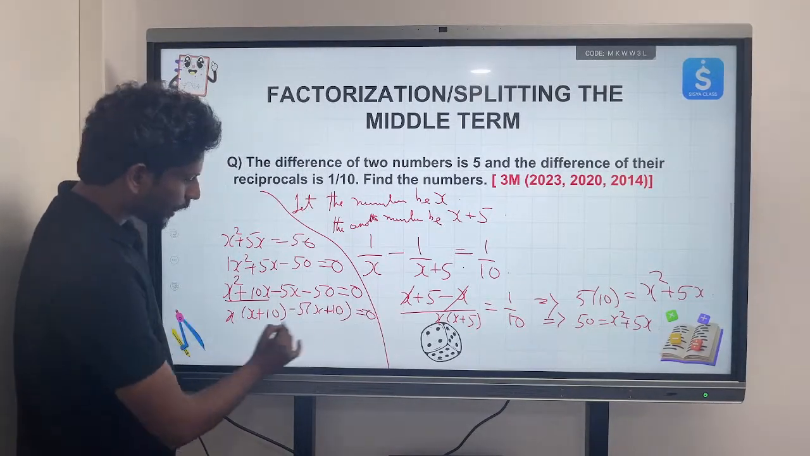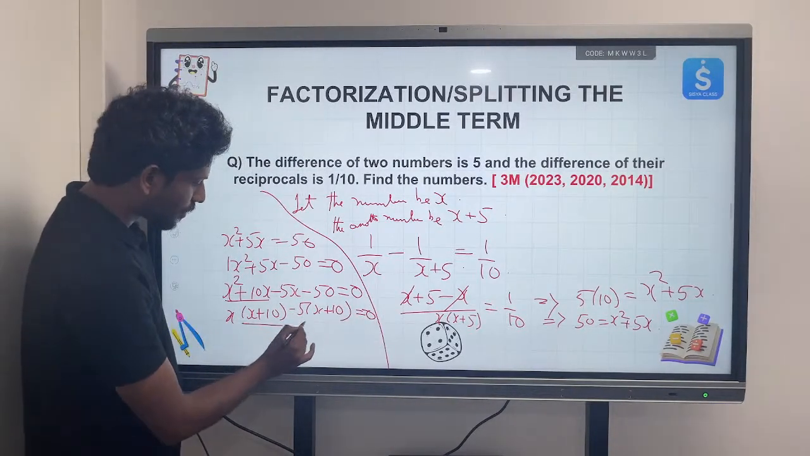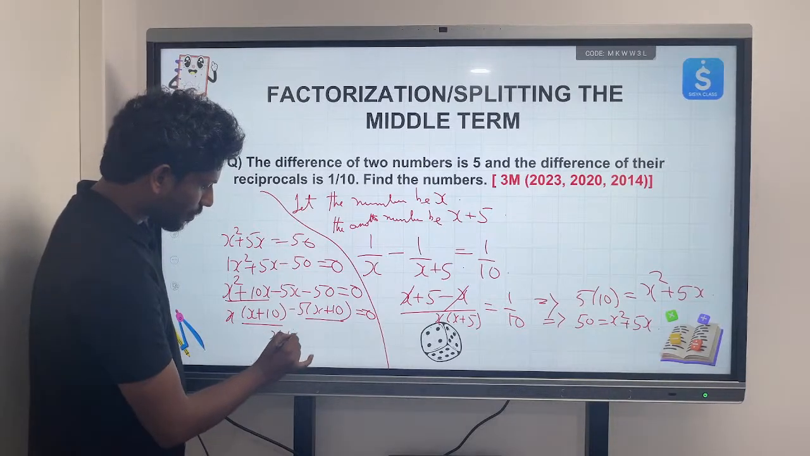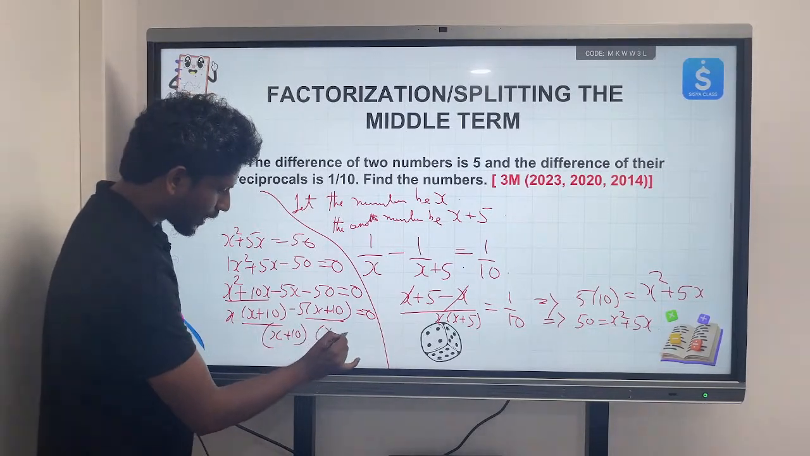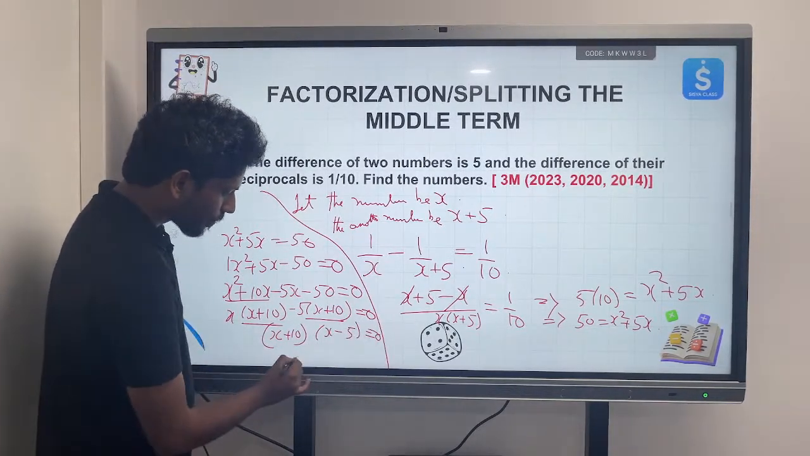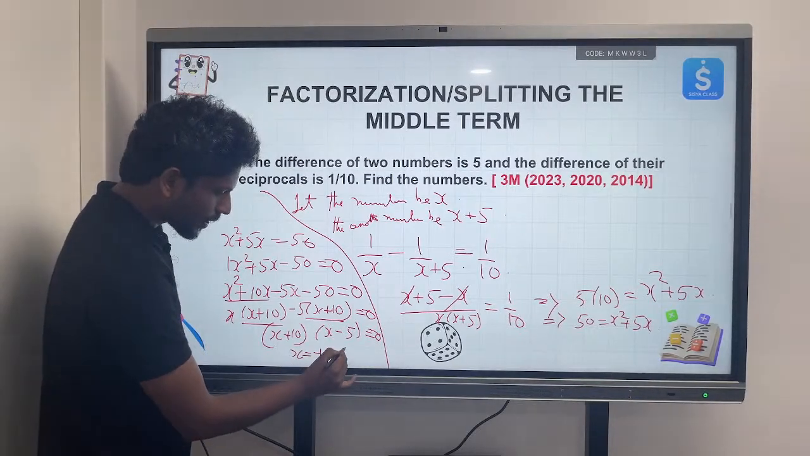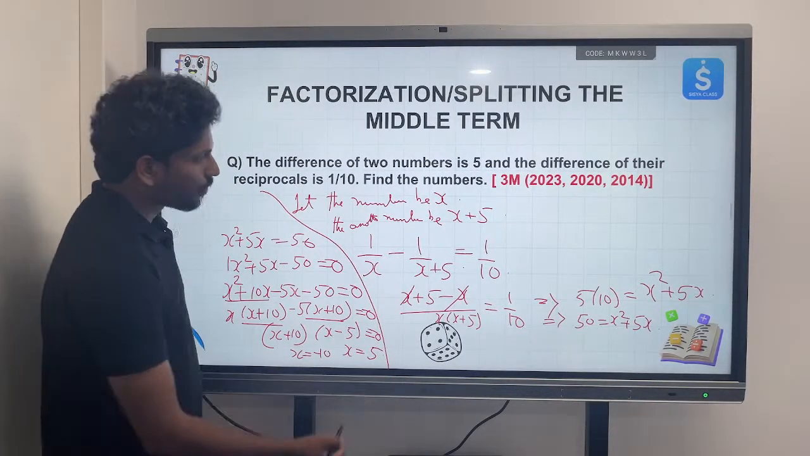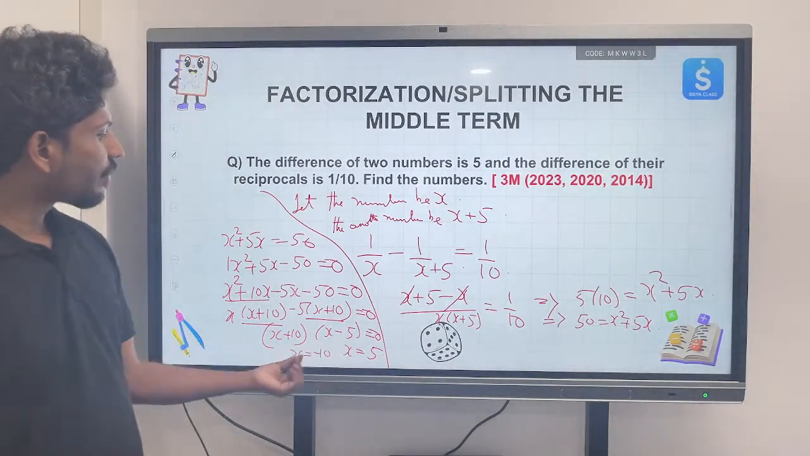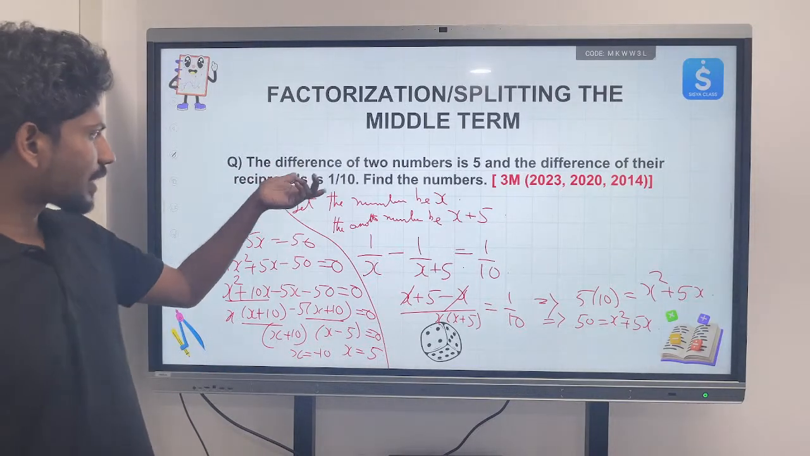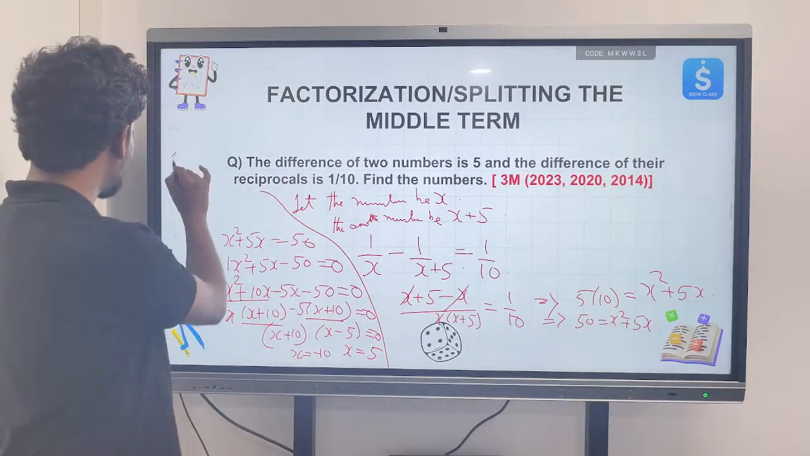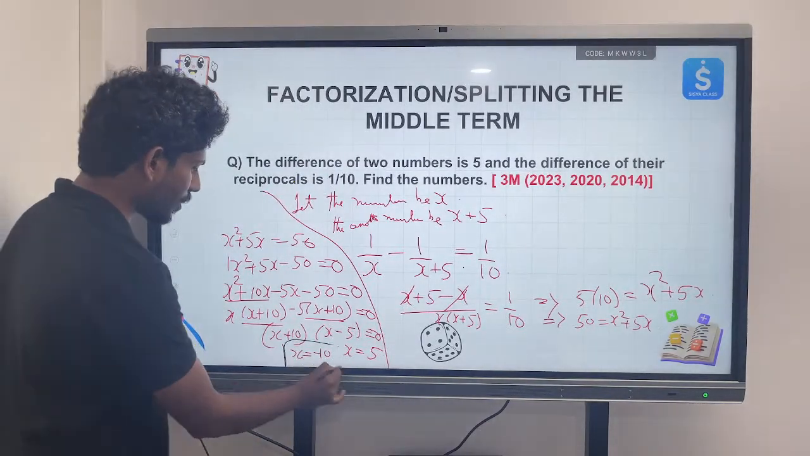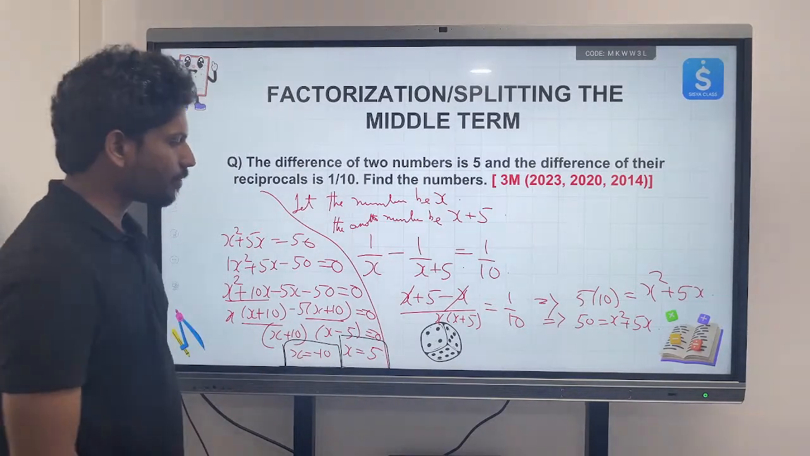So now what can I take common in the entire thing? This x plus 10 and x plus 10. So x plus 10 times x minus 5. So we have x equals minus 10 and x equals 5. So we got the two numbers whose difference is 5 and whose reciprocal is 1 by 10. So these are the two answers we got, x equals minus 10, x equals 5.